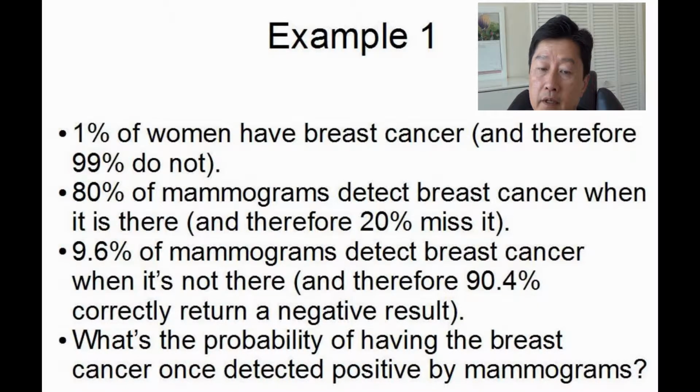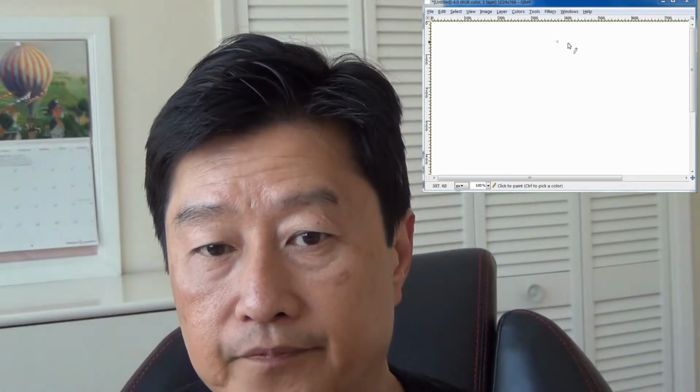1% of women have breast cancer, therefore 99% do not. 80% of the mammograms detect the breast cancer when it's there, therefore 20% actually miss it, and 9.6% of mammograms detect breast cancer when it's not there.